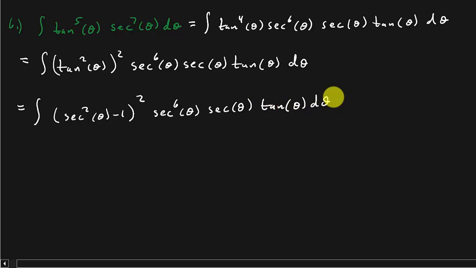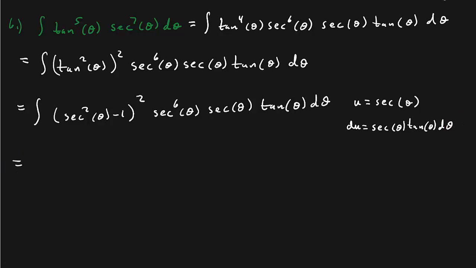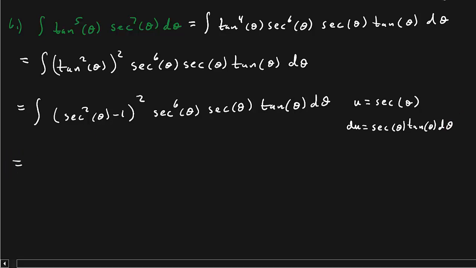And then we'll use u substitution. We're going to let u equal secant theta. So du is secant theta tangent theta d theta. So in the place of secant, I'm going to put u. And so that's going to be u squared minus 1 squared times u to the sixth.